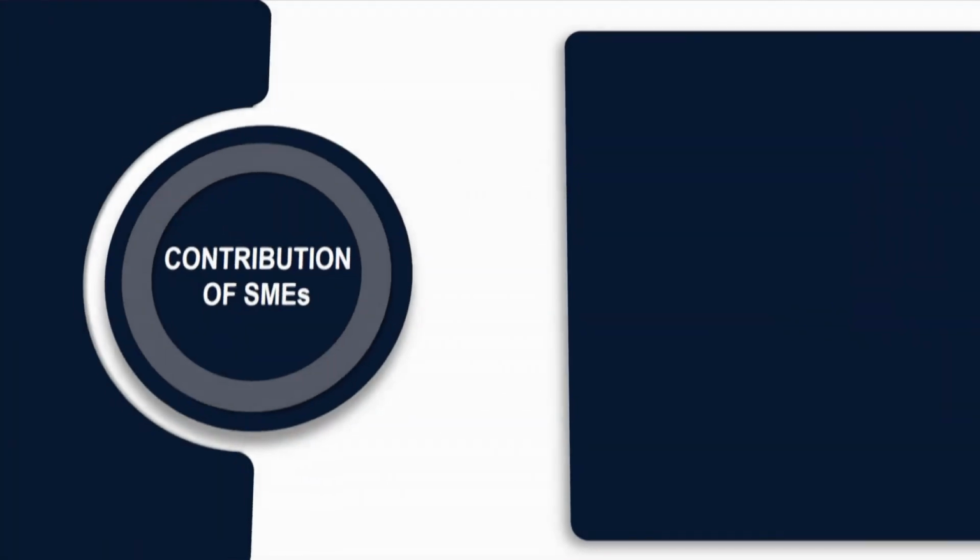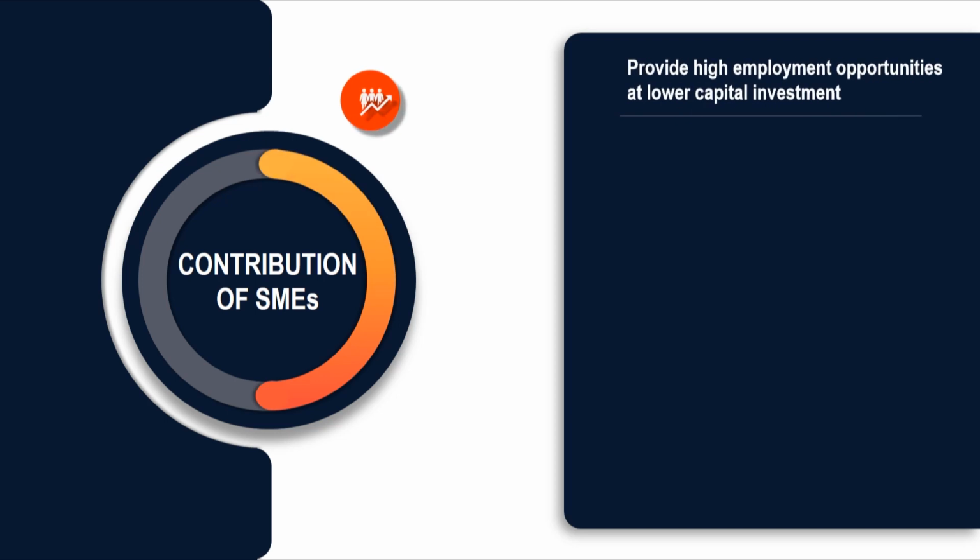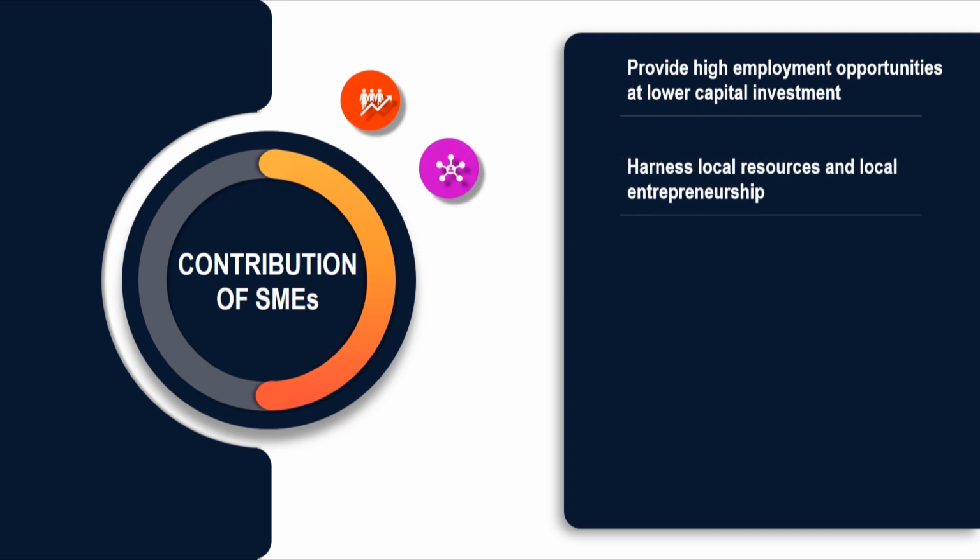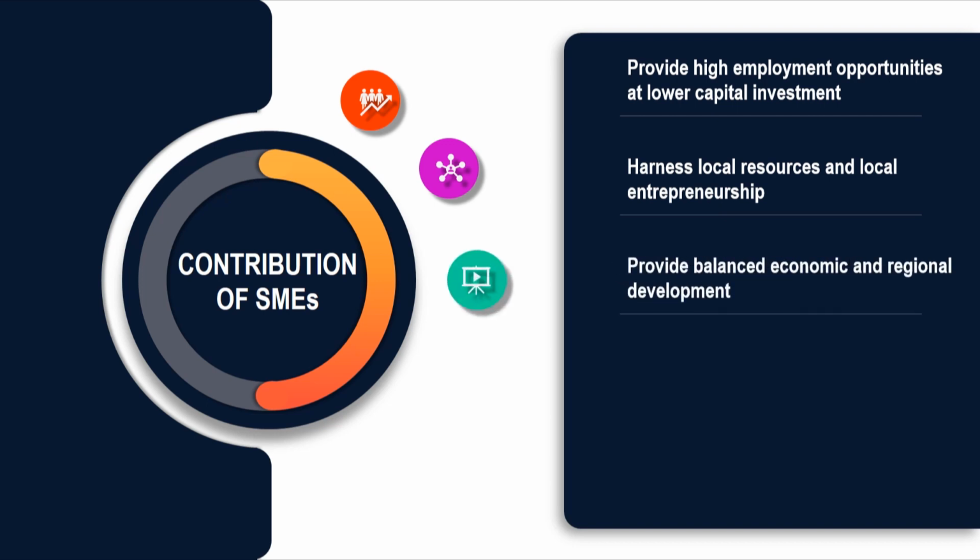If we look at this slide, they provide high employment opportunities at low capital investment. That means by putting less money in these industries, you can generate more employment. The same amount of money invested in the large scale sector will have less employment generation, while invested in the MSME sector it will generate more. They harness local resources and local entrepreneurship. They provide balanced economic and regional development, because you can set up an MSME in any part of the country. So the country as a whole, all the cities, towns, rural areas, everything is getting developed.